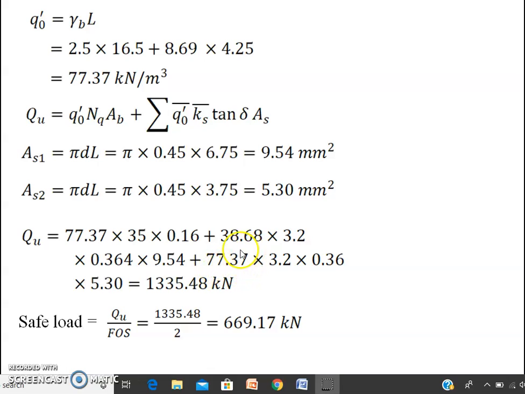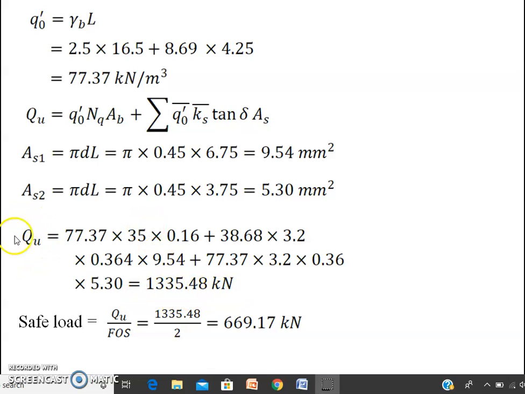Now here it is constant for the remaining depth of 3. So it is 77.37 multiplied by 3.2, the Ks, multiplied by 0.36, that we have got from tan delta, 0.364, multiplied by 5.30. 5.30 is nothing but AS2. If I do the product of all these substituted values, it works out to be 1335.48 kilonewton.